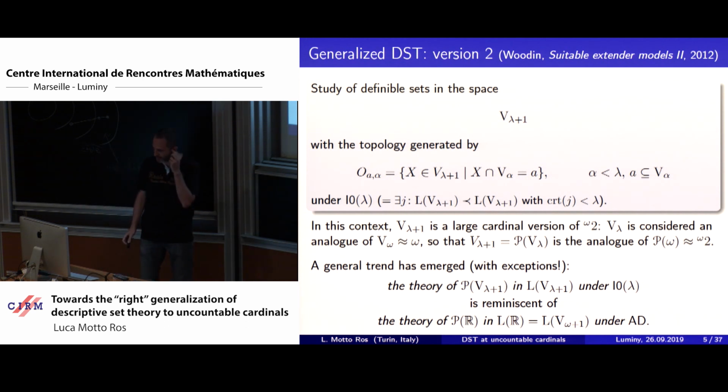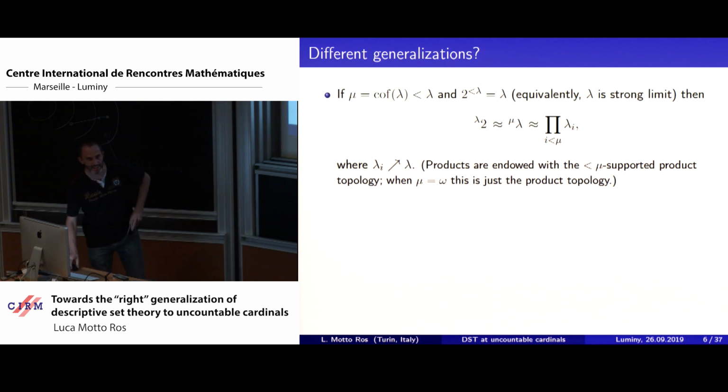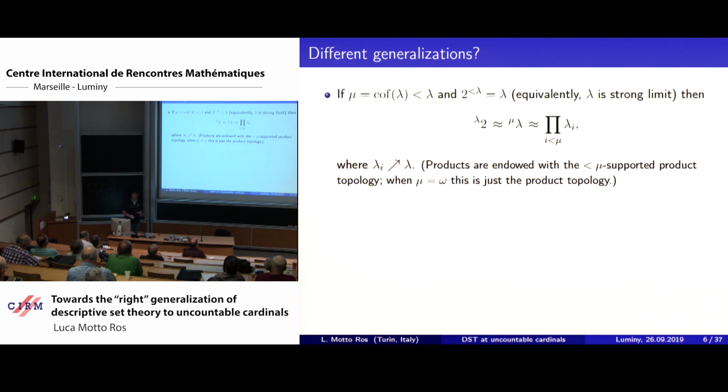Okay, I presented these three approaches, but actually they are essentially the same, and the point is that if you just start doing an exercise, in 5 minutes you realize that for singular cardinals, if you have the condition 2 to the less than lambda equal lambda, so if it is strong limit, I will discuss why I take this, then 2 to the lambda is the same as lambda to the cofinality, which is the same as the product of any cofinal sequence. Topologically, I mean, they are homeomorphic, okay?